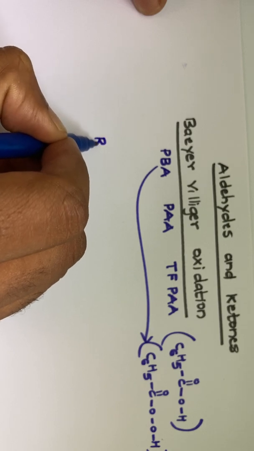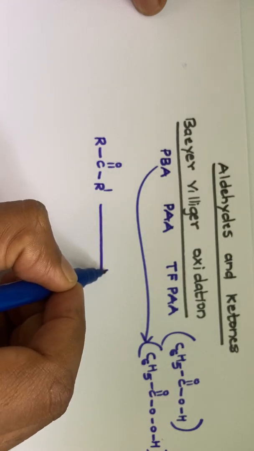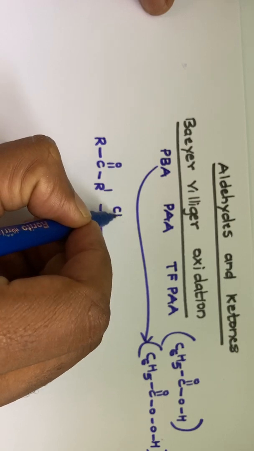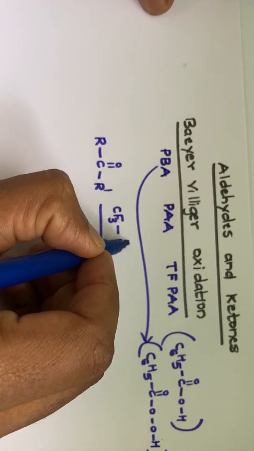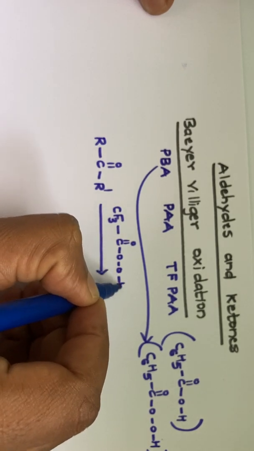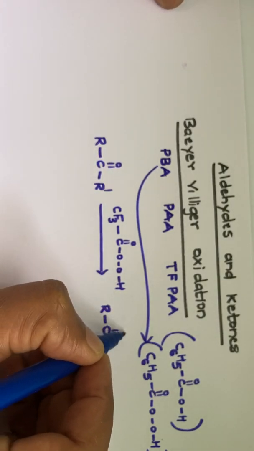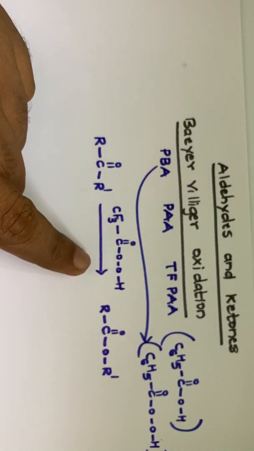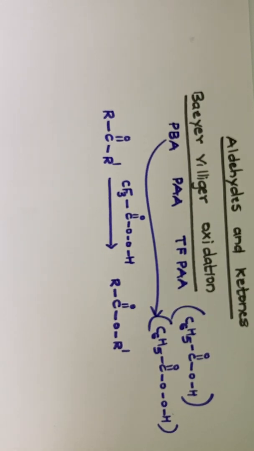Whenever a ketone is treated with trifluoroperacetic acid, CF3, C double bond O, OOH, it results in the formation of ester. So ketones on oxidation with peroxyacids will give you esters. This reaction is referred to as the Baeyer-Villiger oxidation.